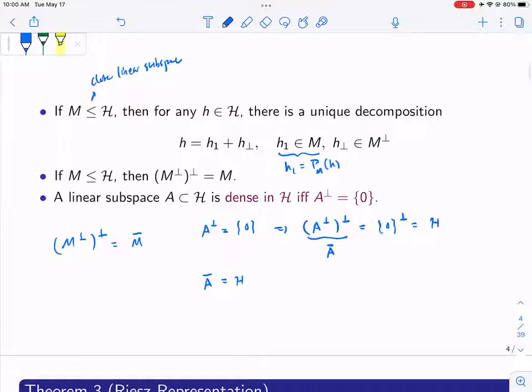Then I probably do this. A perp would be 0 because I take the perp of both sides. H perp would be 0, and then I want to say that the closure of A perp and the perp... Okay. What can we do here?